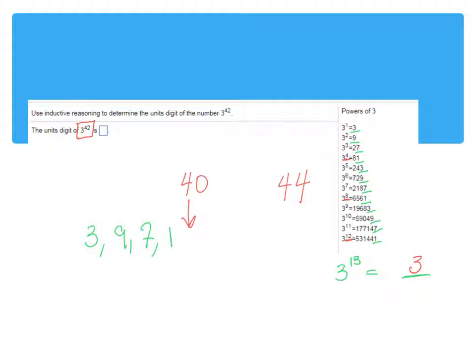So if we keep working the power out now, the 40th number we know is going to end in a 1 because it's a multiple of 4, which means the 41st is going to be your 3. The 42nd is going to be your 9. And then if we continued, the 43rd would be your 7, and we're back to the 1 on 44. I want you to give it a try. Rather than 3 to the 42nd power, can you figure out what 3 to the 81st power would end in?